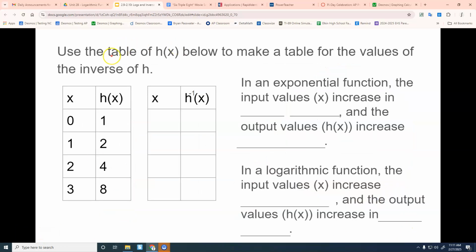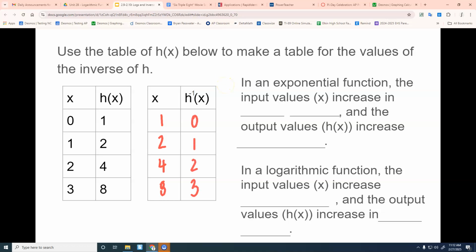So, exponentials and logs are inverses of each other. So use the table of h below to make a table for the values of the inverse of h. So what do I do in a table if I have an inverse? Just got to switch them, right? So now I've got 1, 2, 4, 8, and 0, 1, 2, 3.